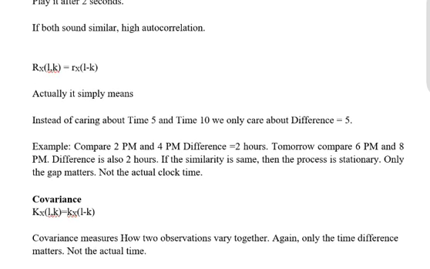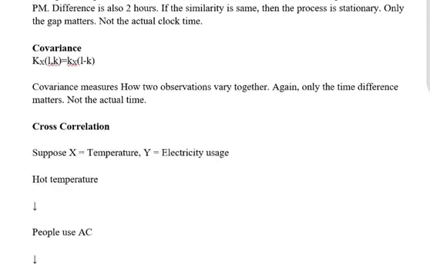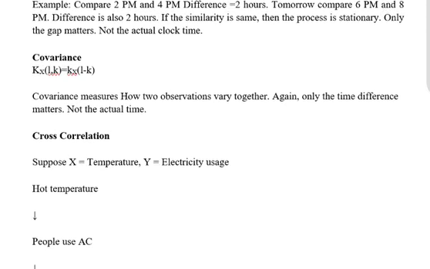Okay. Next is covariance. Covariance, by the name itself you can say, is co and variance. How two different signals vary with respect to time in a similar way, that is what we call the covariance, and we can denote it as Kx of (l, k), that is equal to Kx of (l minus k). Here also I'm going to take only the difference between the time periods, not the two different times. Okay. Next one is the cross correlation.